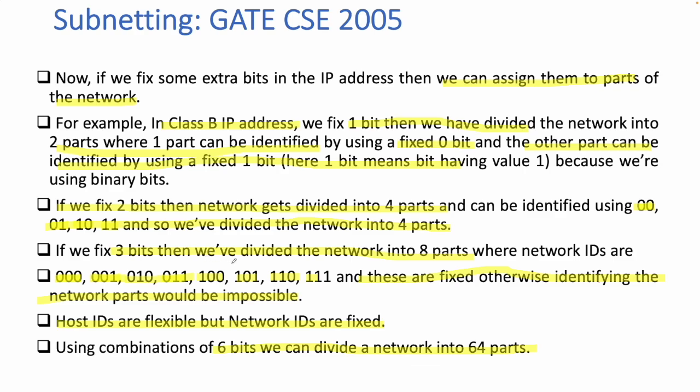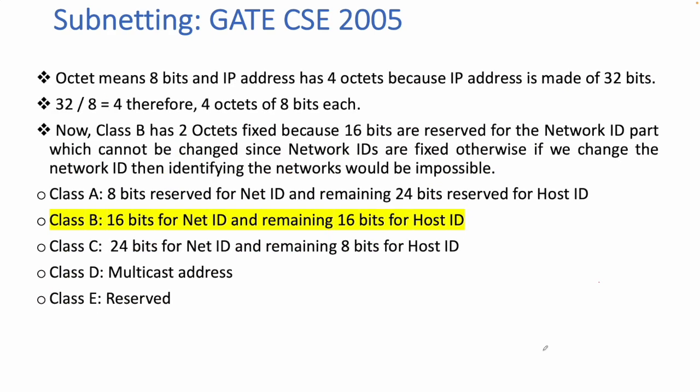So 5 bits will divide your network into 2 to the power 5, that is 32 parts. So 6 bits are required to divide the network into 64 parts. Similarly, 7 bits are required to divide the network into 128 parts. And reserving 8 bits will divide your network into 256 parts, right? And if you continue this, if you fix 10 bits, your network will get divided into 1024 parts.